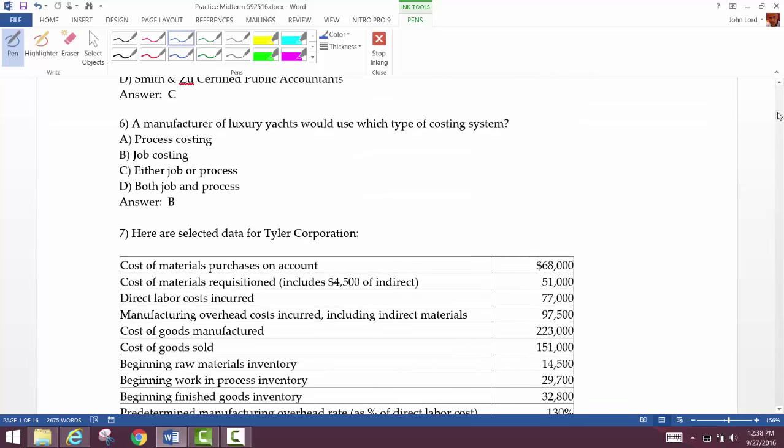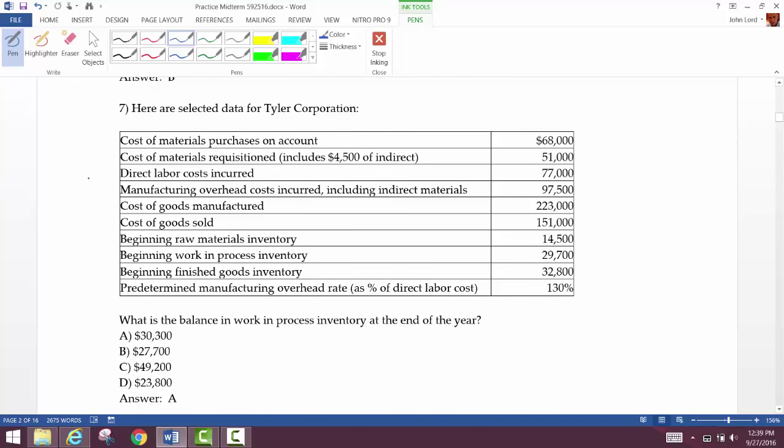Taking a look at item A, manufacturing of luxury yachts. Okay, and I had a semester where people just didn't understand why luxury yacht would be job costing. That term luxury tells you everything you need to know there, right? Each item is going to be unique. We're not going to sit there and mass produce luxury yachts on the hopes that Donald Trump's going to come and buy one from us, right? We're going to just go ahead and make it to order. Okay, so that would be job costing.